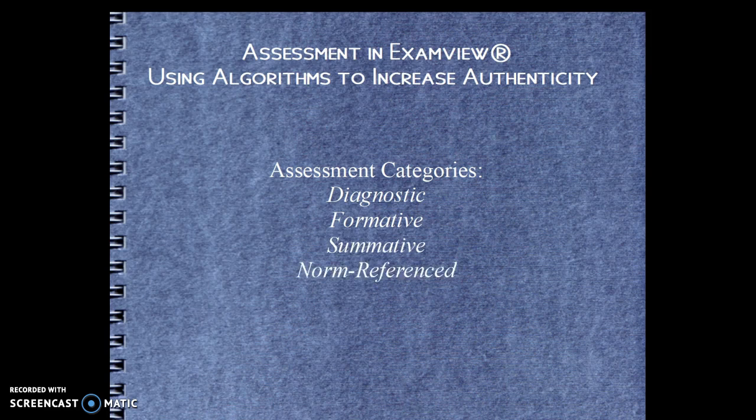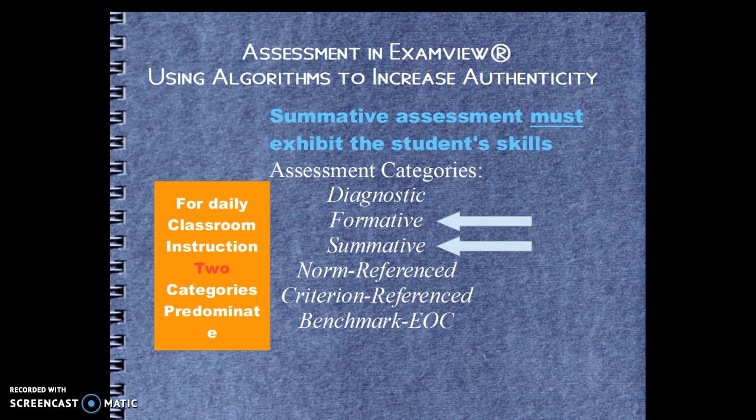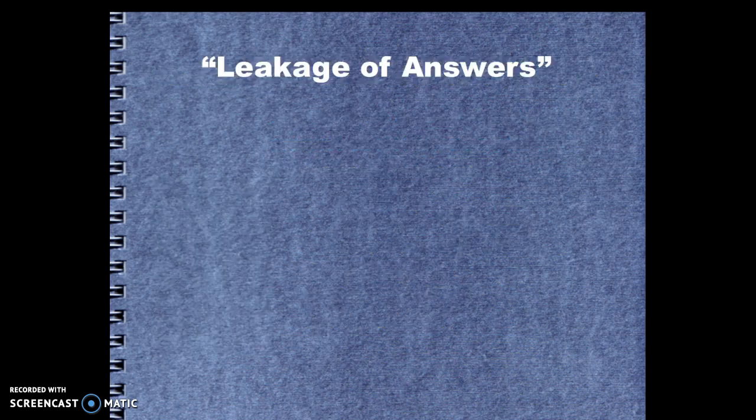There are norm-referenced assessments, criterion-referenced assessments, and of course benchmarks, which are used to track student progress through a semester or a year, and end-of-course exams or assessments that are frequently used for final grading. For daily classroom instruction, there are two predominant categories, the formative and the summative. It's important that these be authentically assessed, that they actually exhibit the student's skills, not someone else's.